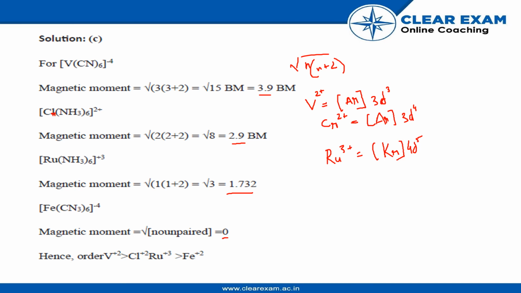Hence the order would be vanadium 2 positive, chromium 2 positive, then ruthenium 3 positive. After that, in the end, it is iron 2 positive. So this is the required answer.